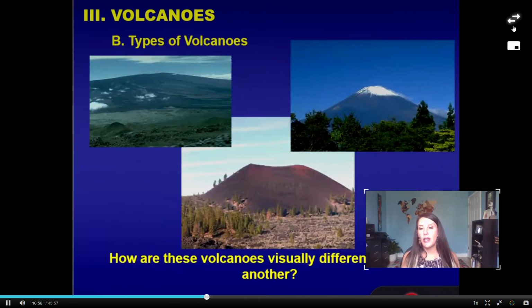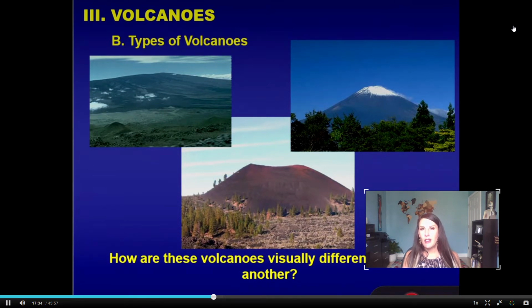Since we're talking about volcanoes, we need to think about how we organize them in space. So we give volcanoes different classifications. There are different types of volcanoes. I want you to take a look on the screen here with me. My question to the viewers at home: how are these volcanoes visually different from one another? So you can make some comparison.